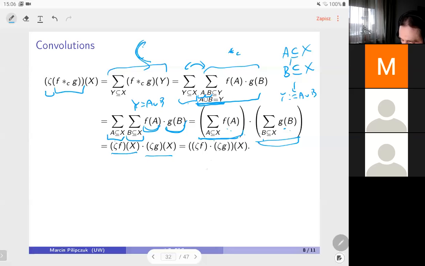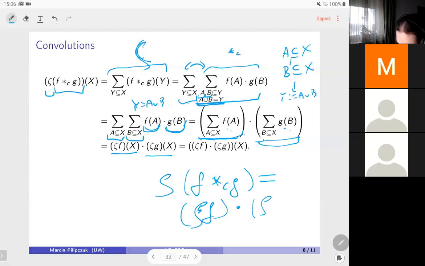So what we proved here is that zeta of f cover product g is the same as zeta f pointwise product zeta g. So we proved this algebraic equality: if you take the cover product and then apply zeta, you can as well apply zeta beforehand to f and g and then take the pointwise product. And this is very nice because this is a product that we know how to compute in time 2 to the n, because it's trivial.